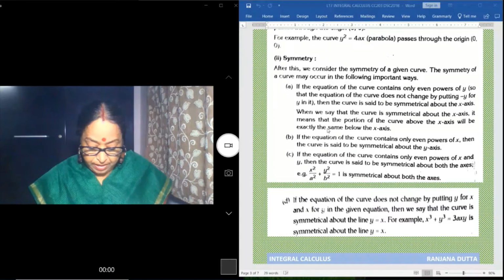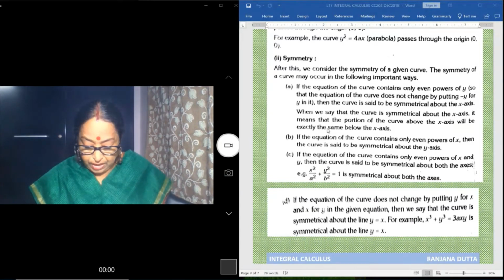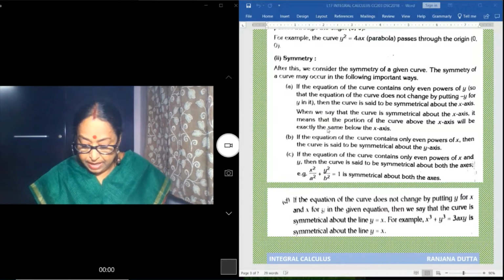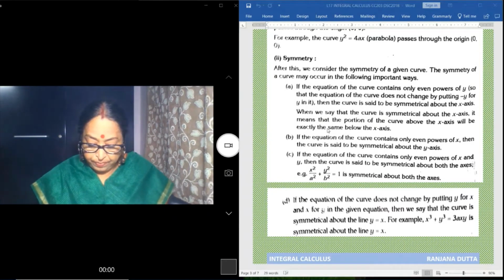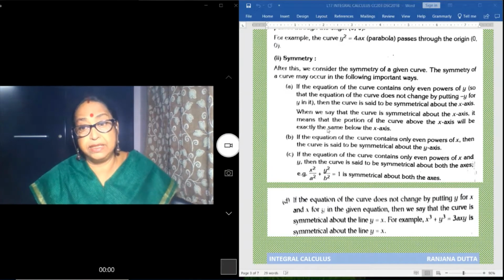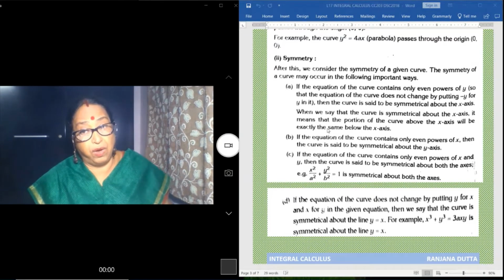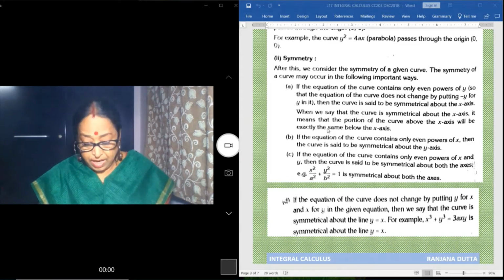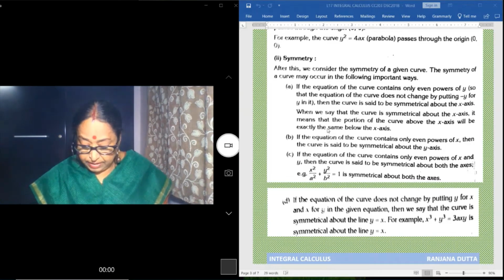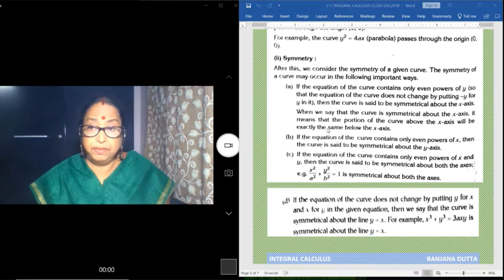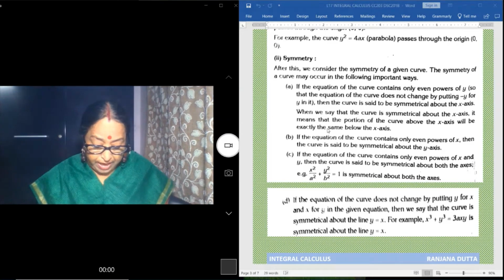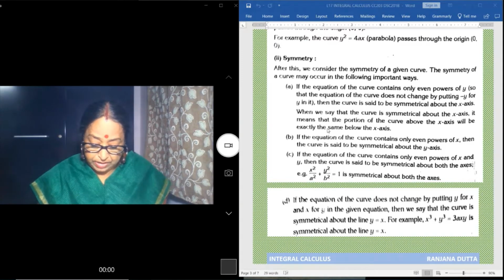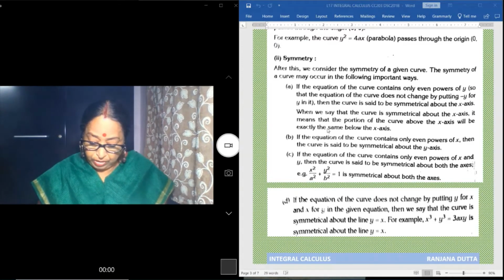Similarly for the y-axis, if the equation of the curve contains only even powers of x, then the curve is said to be symmetrical about the y-axis. Third, if the equation of the curve contains only even powers of x and y, then the curve is symmetrical about both the axes.